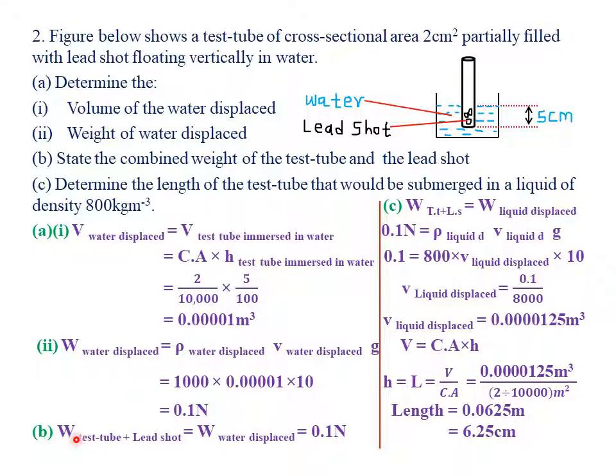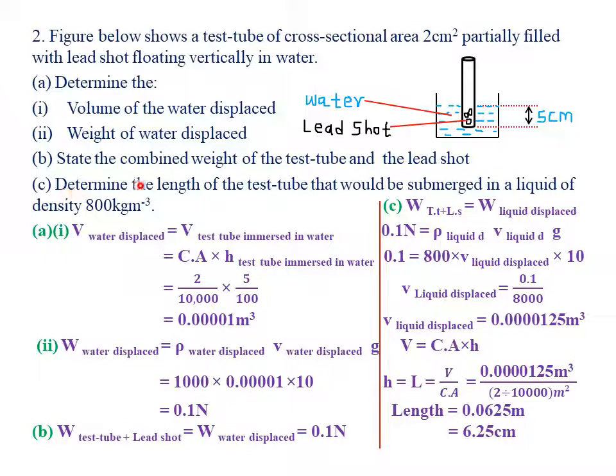Therefore, at equilibrium, or when the body is floating vertically, the weight of the test tube plus the lead shots, which is the sum of the downward forces because the weight acts downward, must be equal to the sum of the upward forces, which is the upthrust, which is equal to the weight of the water displaced. Therefore, the weight of the test tube plus the lead shots will be equal to 0.1 Newton, because we have already computed it up here in part A, Roman 2. So this is the weight of the test tube plus the lead shots.